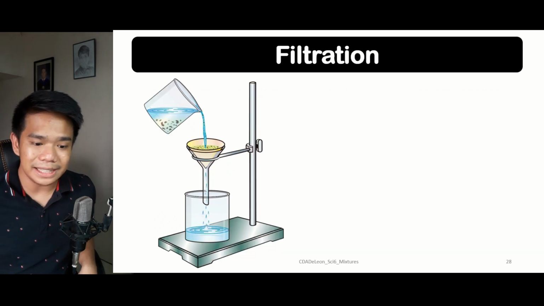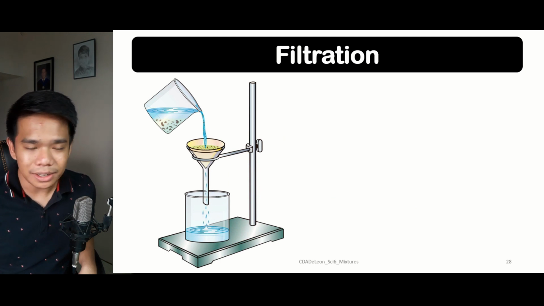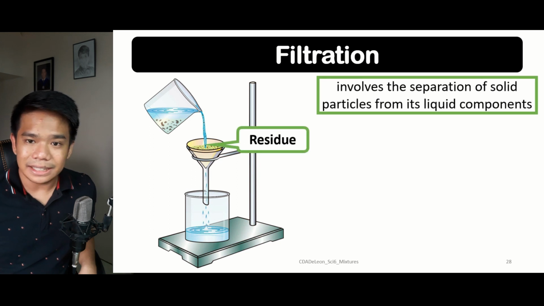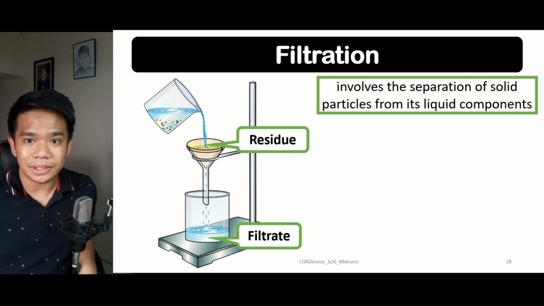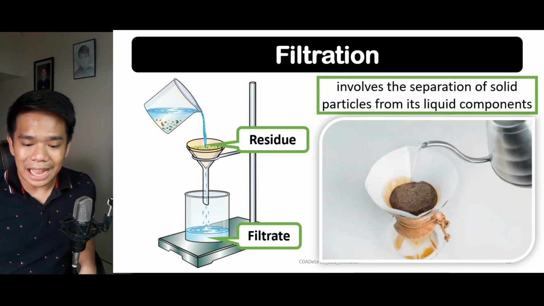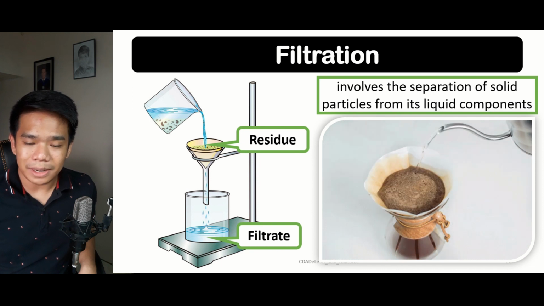Another method is the idea of filtration. But in this case, we use a specific material, maybe a filter paper, in terms of separating the solid components from the liquid components. Here there is the idea of the residue and the filtrate. The residue is a term that we use to describe the solid particles that were separated from the liquid, which is known as the filtrate. Filtration can also be used in many things, especially in preparing coffee, for example. The filter paper is used to separate the coffee grounds from the coffee itself.